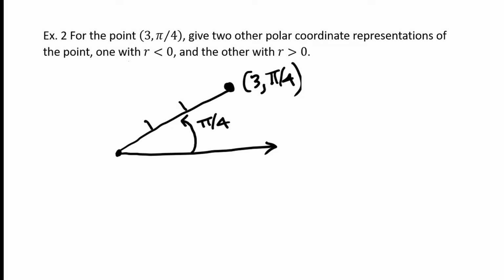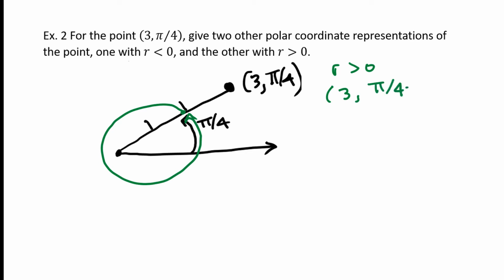For r that is positive, all we need to do is go around one more time. That is, from our point, just add 2 pi. And so for r positive, we can have (3, pi over 4 plus 2 pi). Getting a common denominator, for the 2 pi, that'll be 8 pi over 4. That sum would be 9 pi over 4.